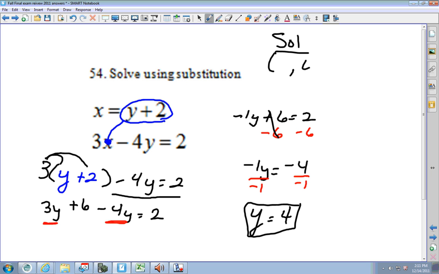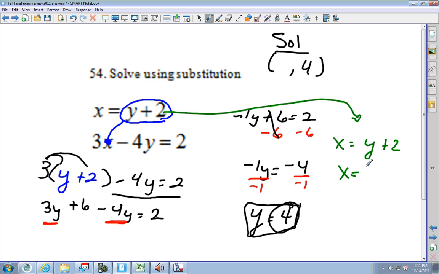That's only part of my solution. I need to find x. So what I'm going to do is rewrite this top equation. It doesn't matter which one you choose. I always choose the one that says x equals or y equals. X equals y plus 2. X equals, what did we just find out y was? Y was 4, so put that in there. 4 plus 2. What is 4 plus 2? 6. My solution is 6, 4.